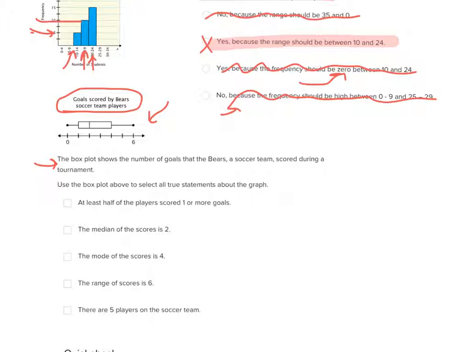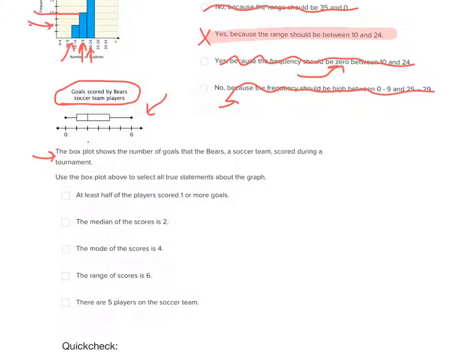Well, more than half of the team scored 1 or more goals. You can see because halfway, half of the players is right there. So over half the players scored between 2 and 6 goals. And so 1 goal is right there. 3/4 of them scored more than 1 goal. Each of the sections, remember, represents 1/4 of the players. That section, that section, that section, and that section.